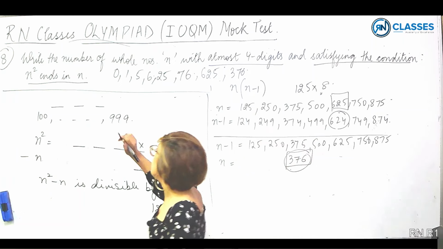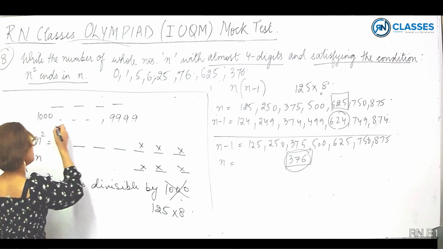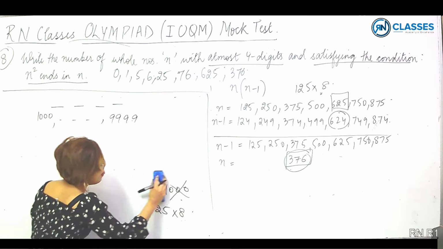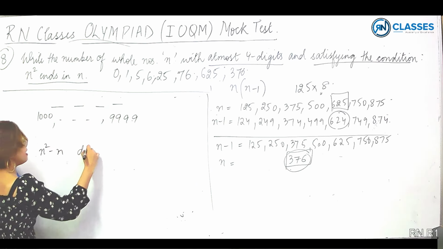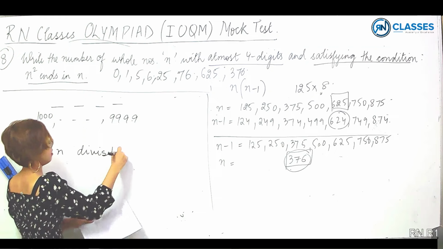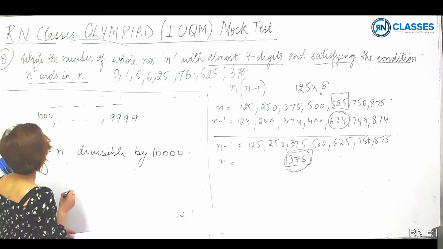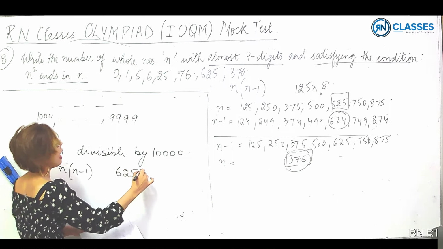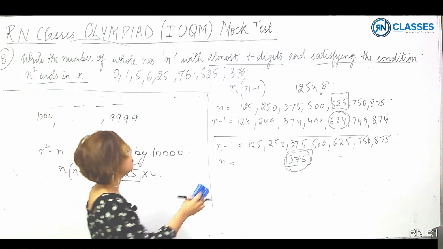That obviously 4-digit number means it will go from 1000 to 9999 and n square minus n would be divisible by 10,000. Divisible by 10,000. Right? That means n into n minus 1 should be divisible by 625 and 16. 625 वाले देखेंगे and you can write the numbers.